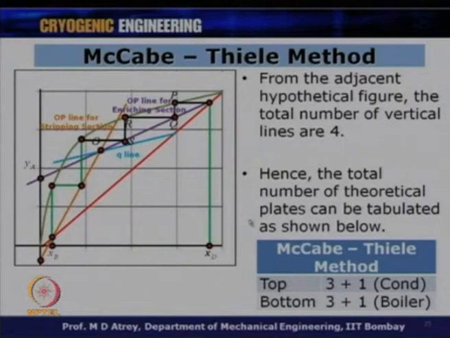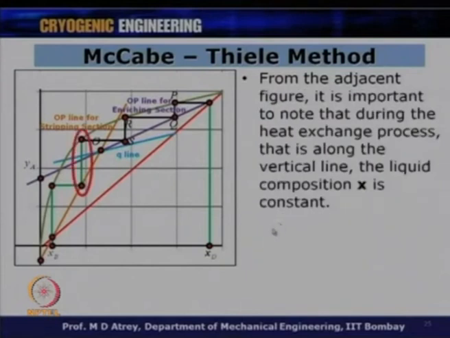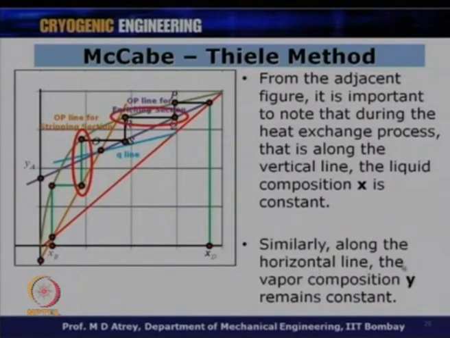All right. I think this is the theory behind the calculation of number of plates. From the adjacent figure, it is important to note that during the heat exchange process, that is along the vertical line, the liquid composition X is constant. So, when you come down, X remains constant. When you go horizontal, Y remains constant. Similarly, along the horizontal line, the vapor composition Y remains constant.